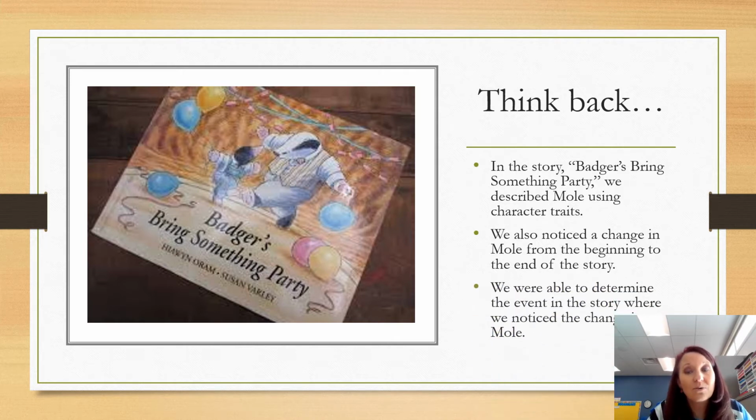So we were also able to determine the event that happened in the story where we started to first notice those changes in Mole. So understanding the characters in the story really helps us understand what is going on in the story.